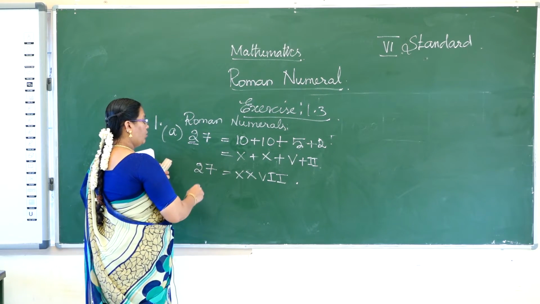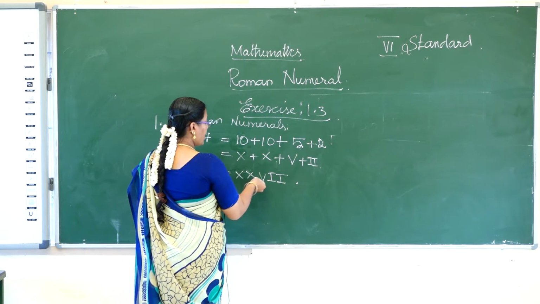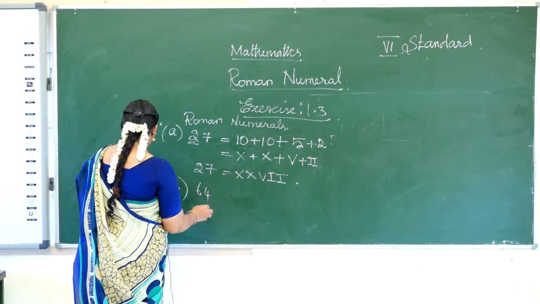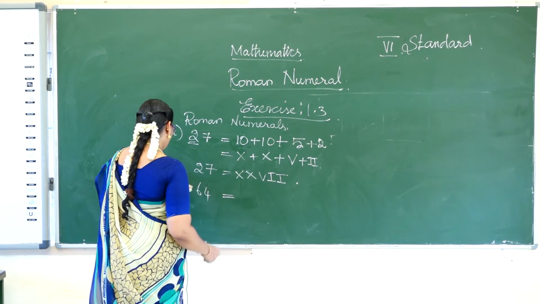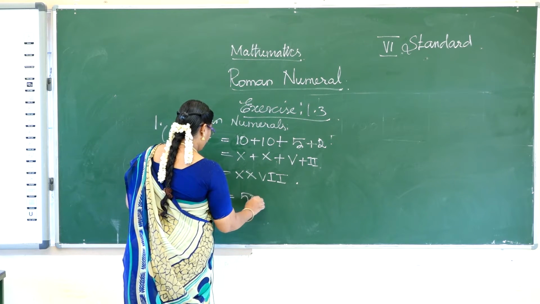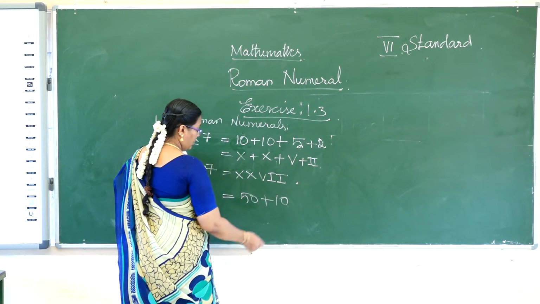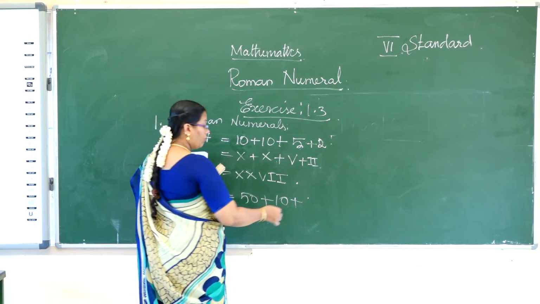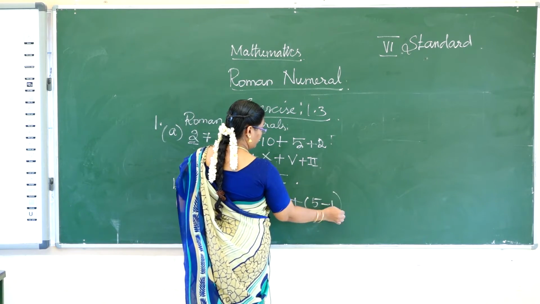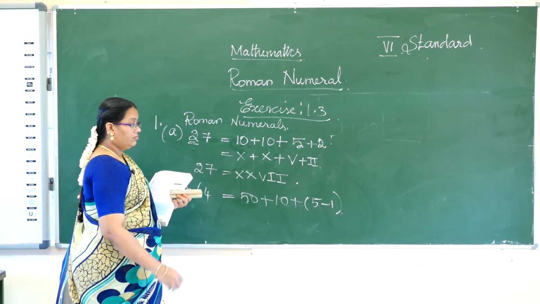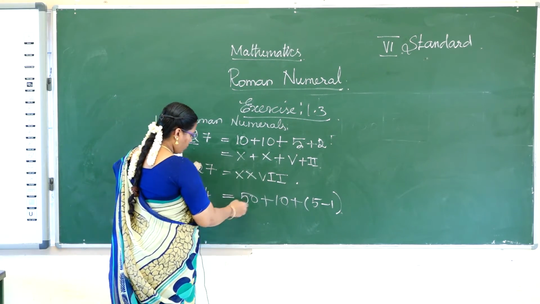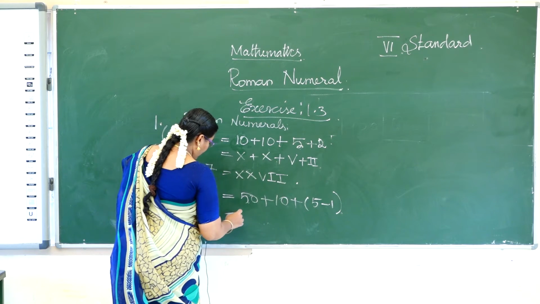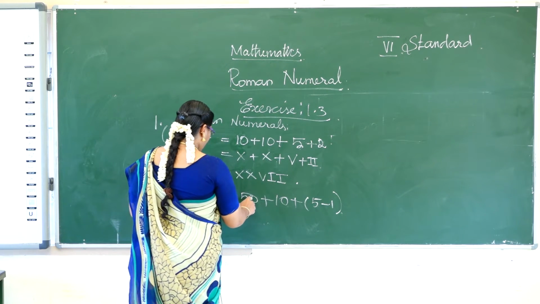The Roman numeral for 27 is XXVII. Next, 64 is given. 64 can be written as 50 plus 10, 60, plus 4. How can you write 4? 5 subtracted by 1. The value 5 is V, with 1 subtracted, and then 50 is denoted L.